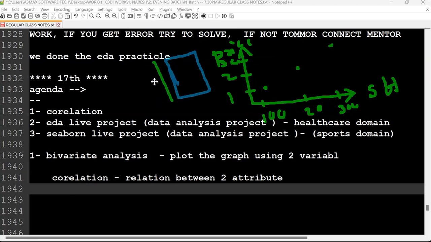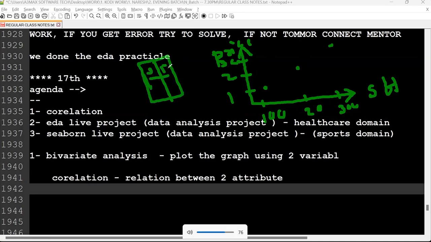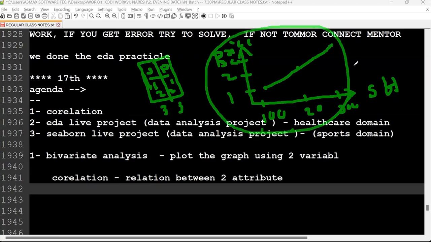In the Excel, I have two attributes. One is square feet, one is price. So 100 square feet, 1 crore; 200, 2 crore; 300 square feet, 3 crore. If I connect the three dots, do you see how the graph looks, the behavior of the graph? So the square feet is directly proportional to the price.